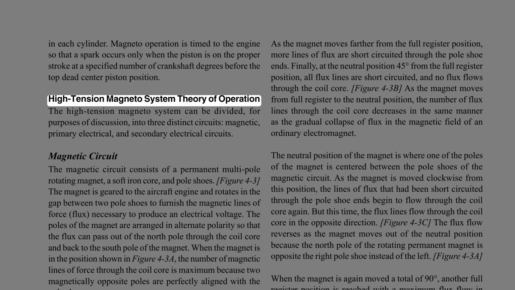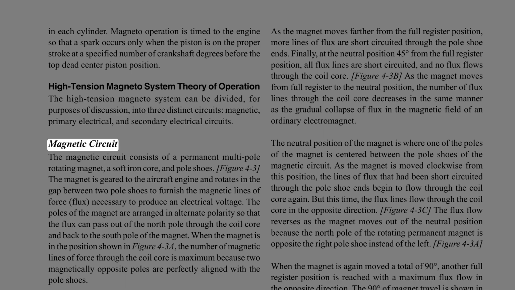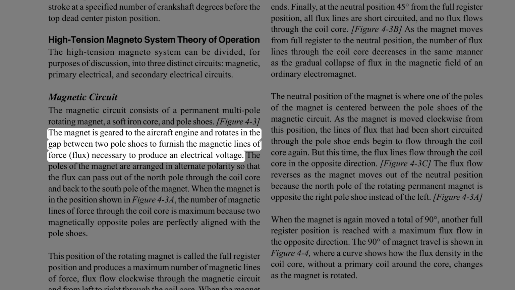High-tension magneto system theory of operation. The high-tension magneto system can be divided, for purposes of discussion, into three distinct circuits: magnetic, primary electrical, and secondary electrical circuits. Magnetic circuit. The magnetic circuit consists of a permanent multi-pole rotating magnet, a soft iron core, and pole shoes. The magnet is geared to the aircraft engine and rotates in the gap between two pole shoes to furnish the magnetic lines of force, flux, necessary to produce an electrical voltage.